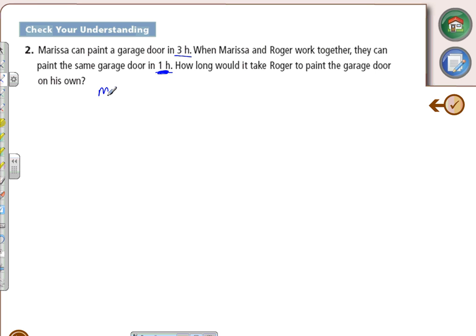So Marissa's fraction is 1/3. And then there's Roger. There's Roger's fraction.